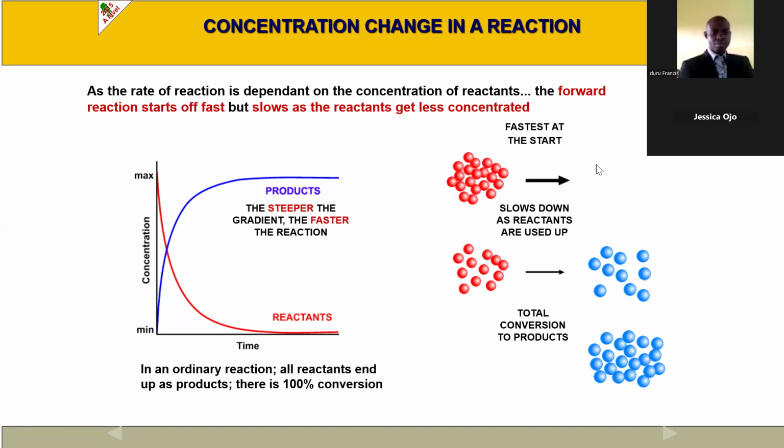So as the rate of reaction is dependent on the concentration of the reactant, the forward reaction starts off fast but slows as the reactants are getting used up. So that's about that. I'm sure this slide is very clear to you. Let me ask you, why is this steeper at the beginning for the product? Because the reaction is fast. Okay, a faster reaction is steeper. Good. But if it's a slow reaction, it will be what? Slopey.